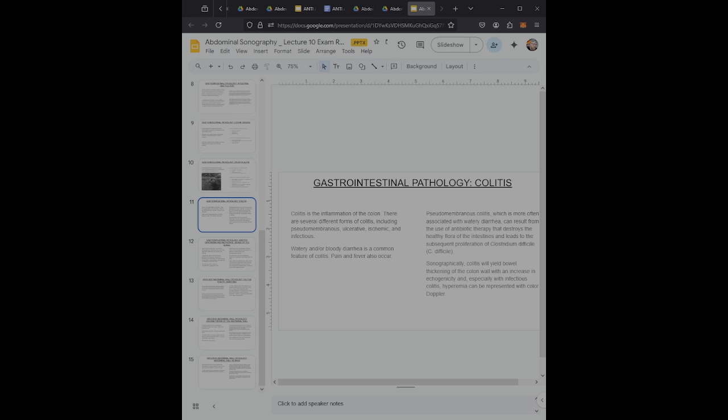Colitis is an inflammation of the colon. There are several different forms: pseudomembranous, ulcerative, ischemic, and infectious. Clinical findings include watery diarrhea, which could be bloody, abdominal pain, or fever. Sonographically, we see thickened hypoechoic colon walls, and we see hyperemia within the colon wall.